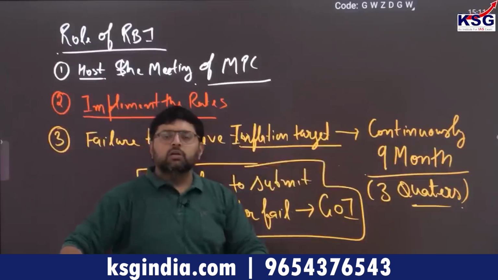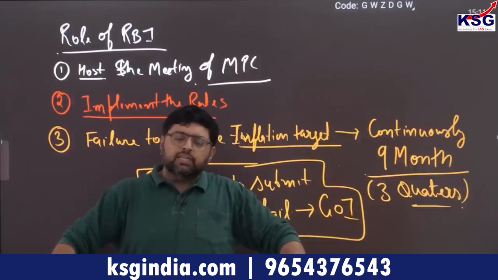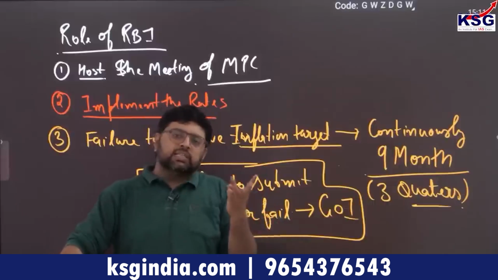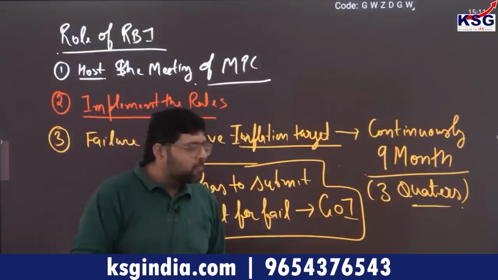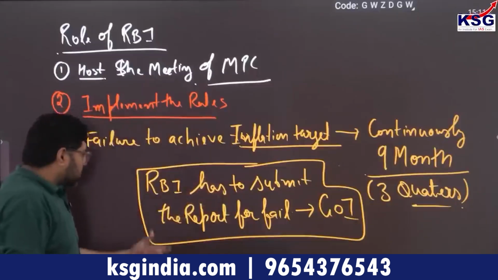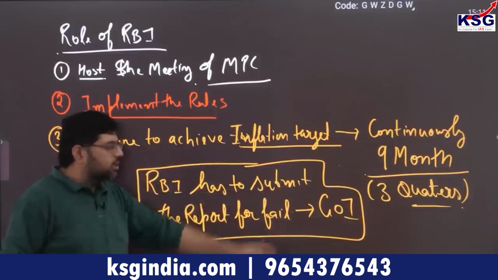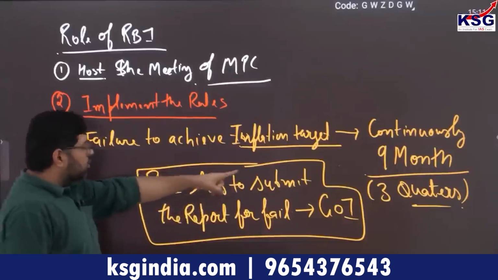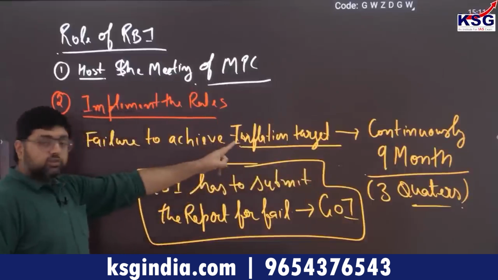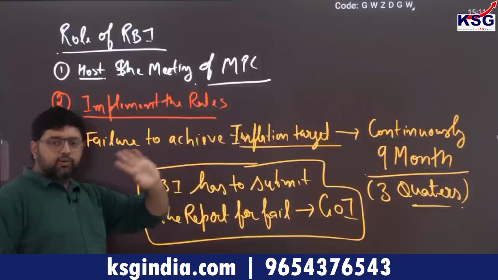Suppose your inflation is more than 6%, or 7%, for example, take 7%, continuously for 9 months, or 3 quarters. One quarter comprises 3 months. Don't think of any other quarter. Our economy is divided into 4 quarters, so 3 quarters are what I am talking about. If there is continuous failure for 9 months, with inflation more than 6%, that is what failure is.